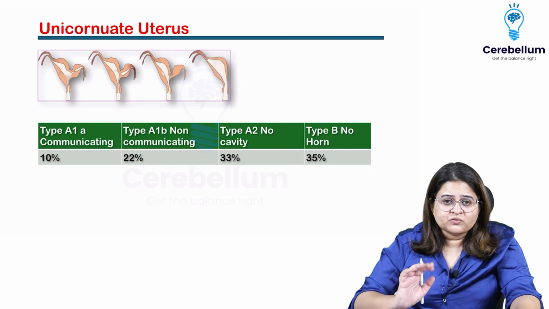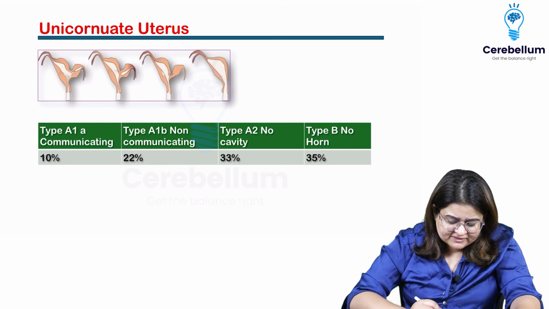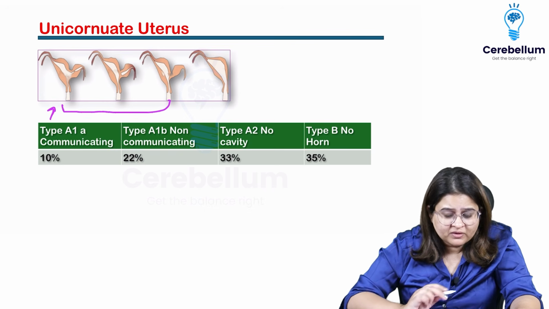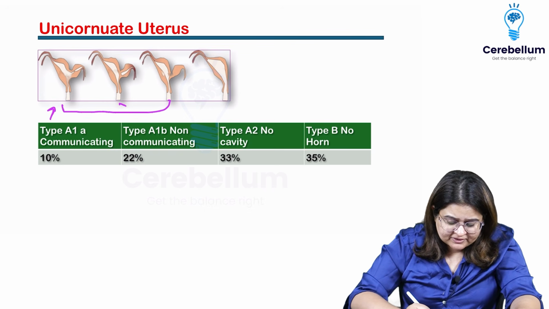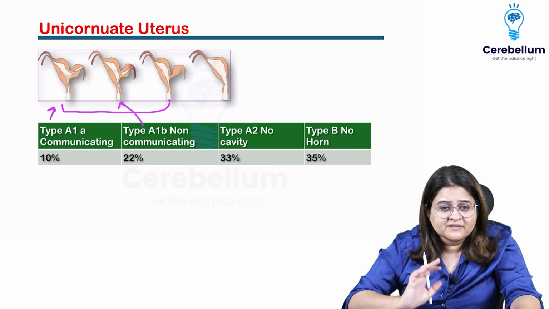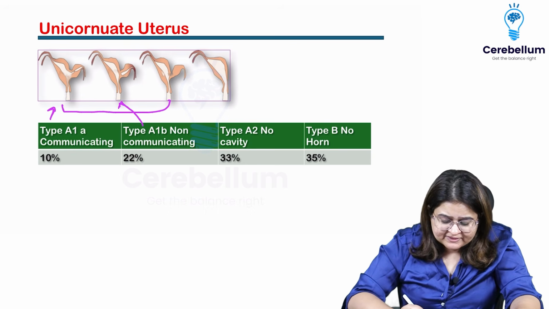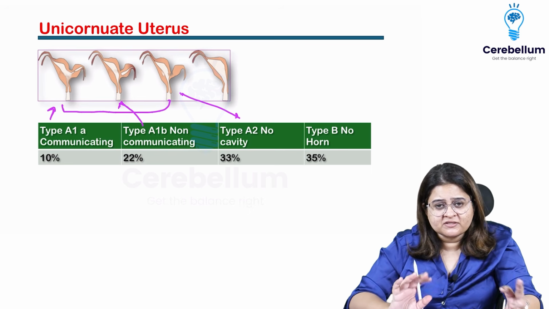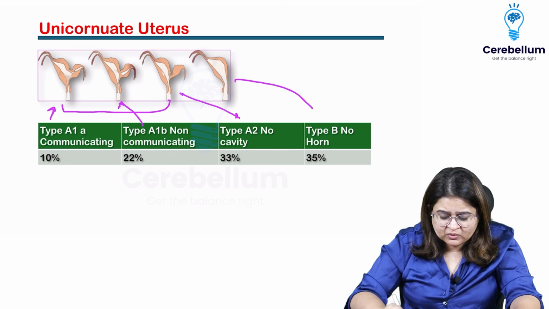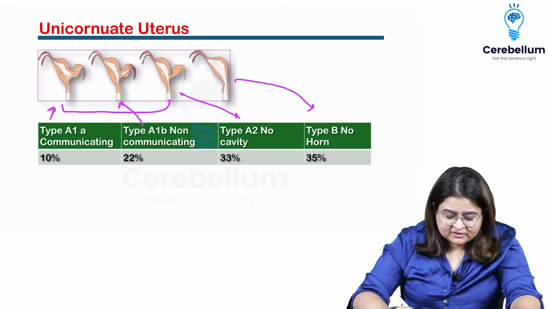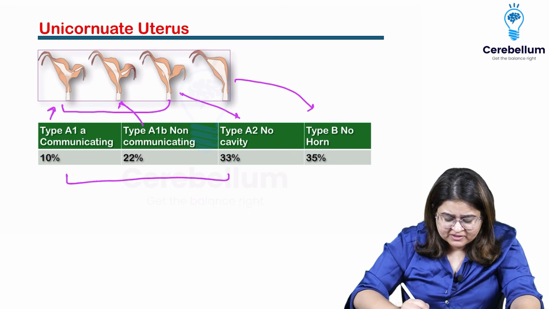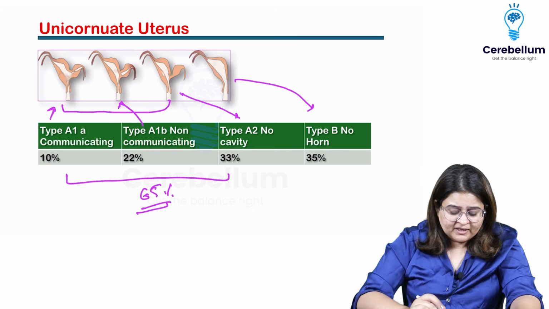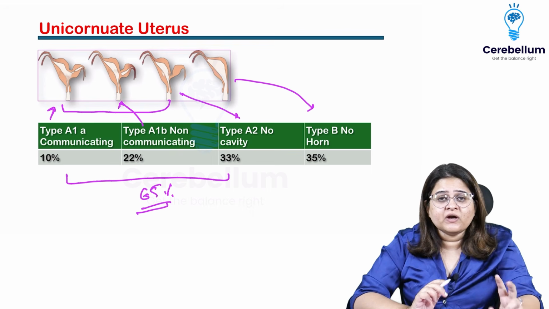But if there is a rudimentary horn, okay, look at these first 3 pictures. This is a communicating horn. This is a non-communicating horn, but which has a functional endometrium. This is a horn which has no cavity, nothing inside, just a horn attached, and this is no horn. Okay, so in fact the majority, almost 65% of unicornuate uterus will have a horn. And if it has a horn, then you have several problems.